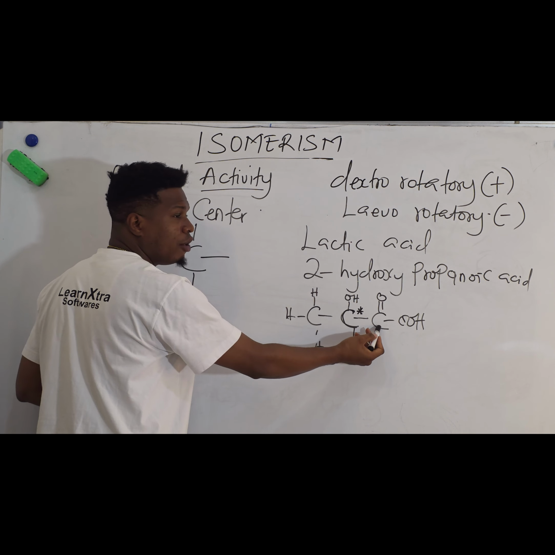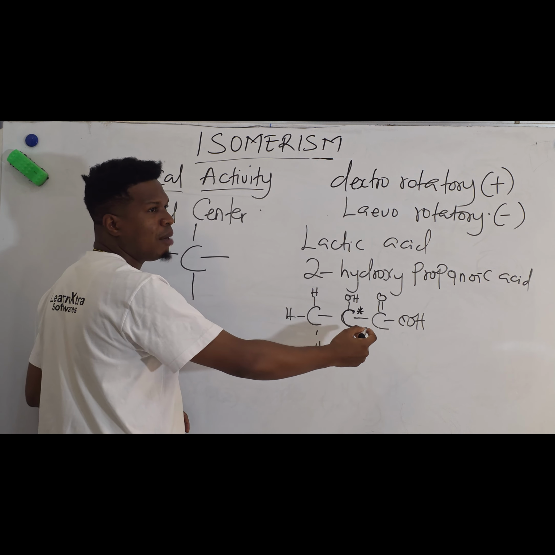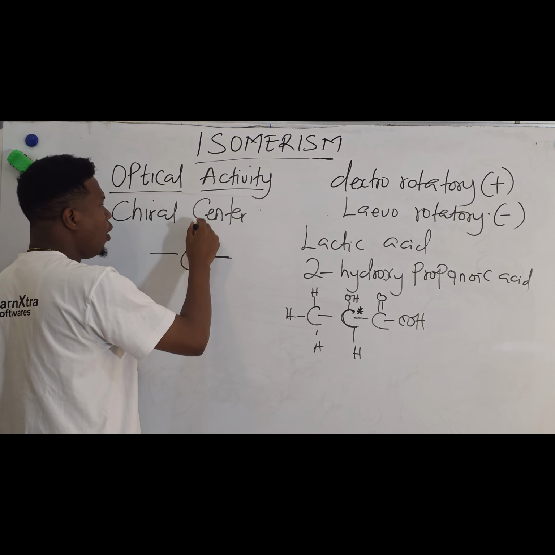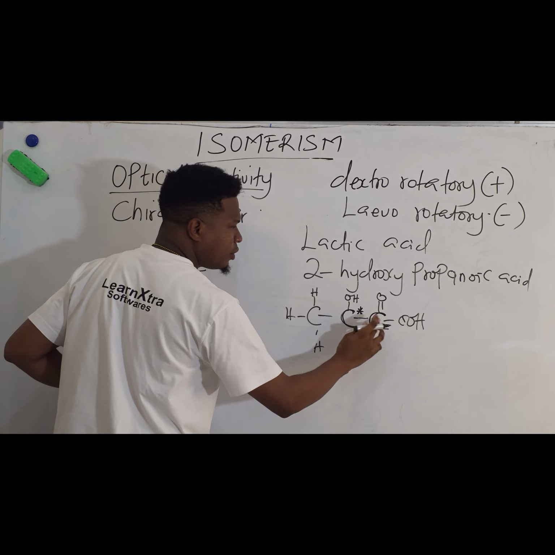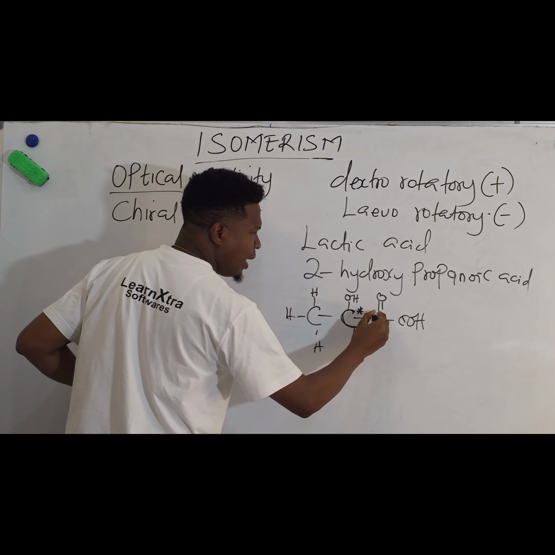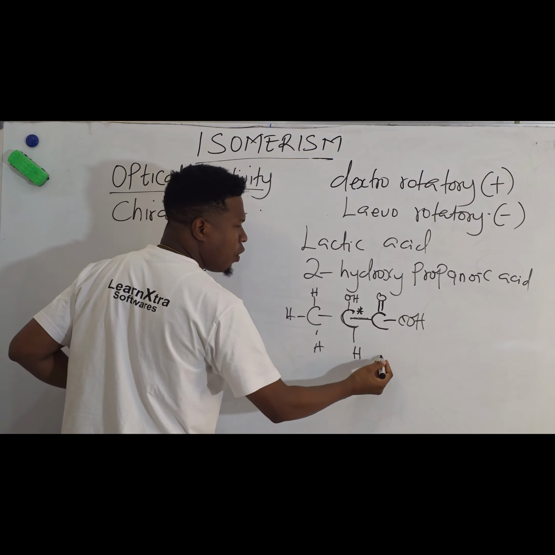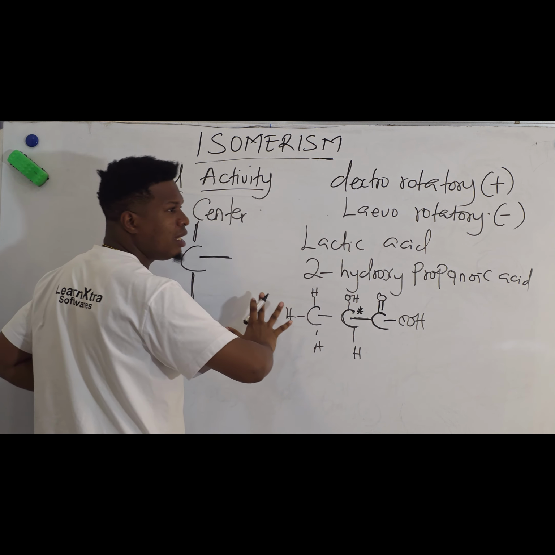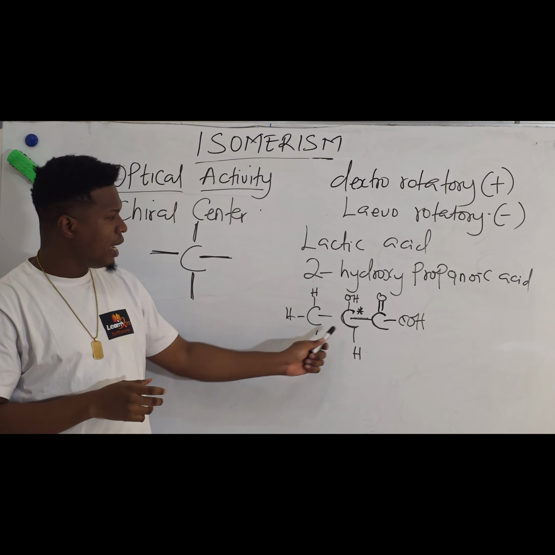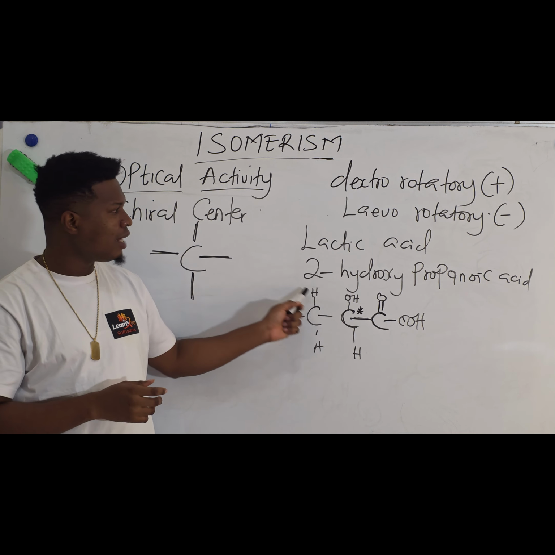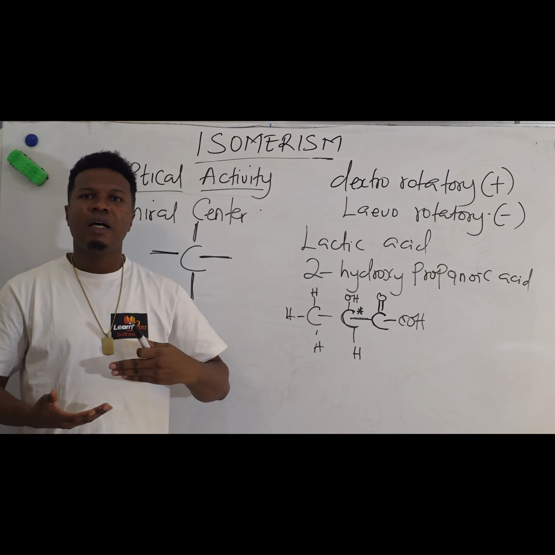This carbon here is not chiral. You know why? Once you see a double bond bonded to a carbon, that carbon is not chiral, because for you to be chiral, you must have 4 different attachments surrounding it. But this carbon here has only 1, 2, and 3, so it doesn't have up to 4. So the only chiral carbon here is the central carbon. So we can say that 2-hydroxypropanoic acid, otherwise called lactic acid, is optically active.